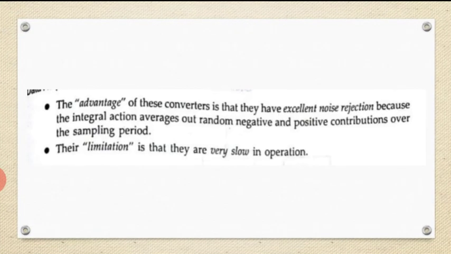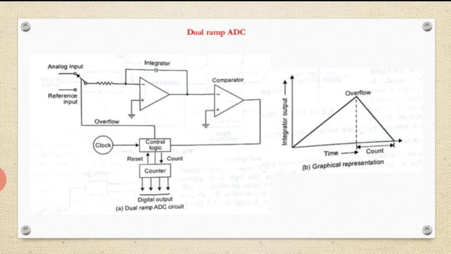So these are the advantages. The limitation is that it is very slow, and the converter has excellent noise rejection because the internal action averages out random negative and positive contributions over the sample period. Just go through this. Next one is the dual ramp ADC.